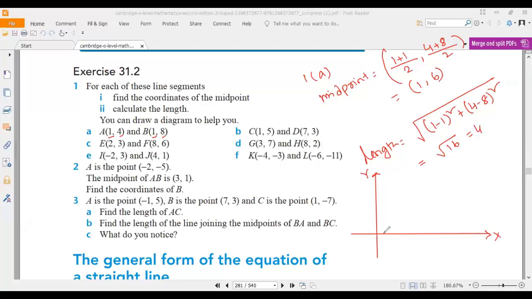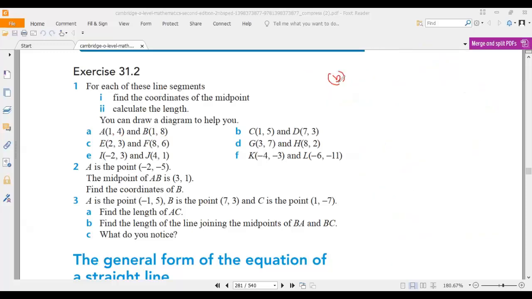So 1, 4. This is 1 on the x-axis. This is 1, 2, 3, 4. This is 4. And 5, 6, 7, 8. So 8. So here, this one will be 1, comma 4, this point. And this point will be called 1, comma 8. Now, question number B.